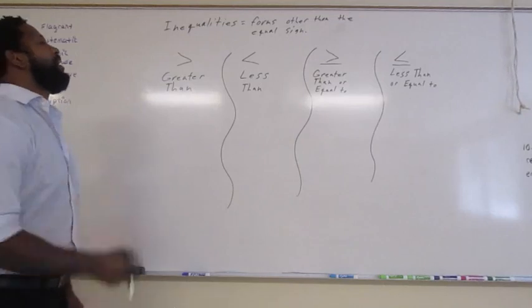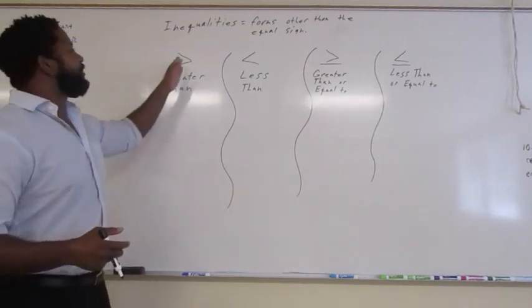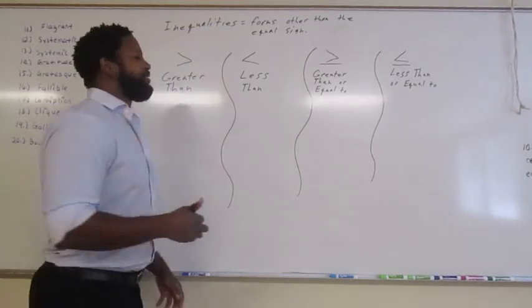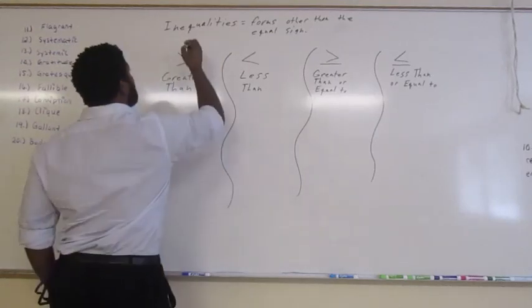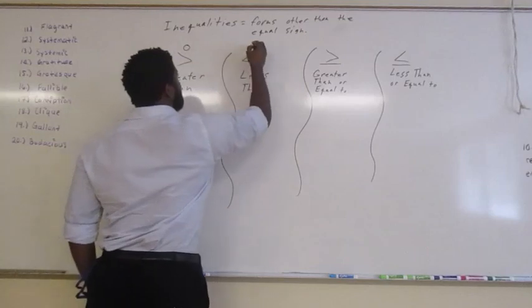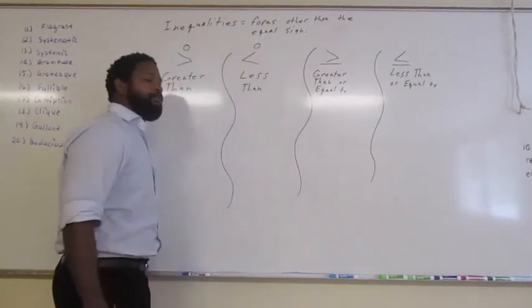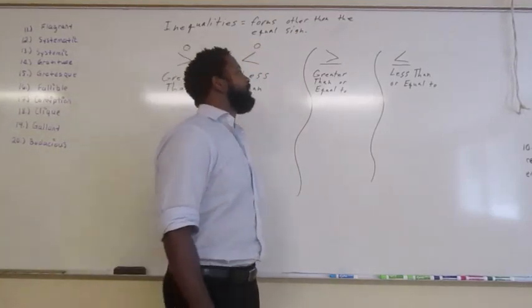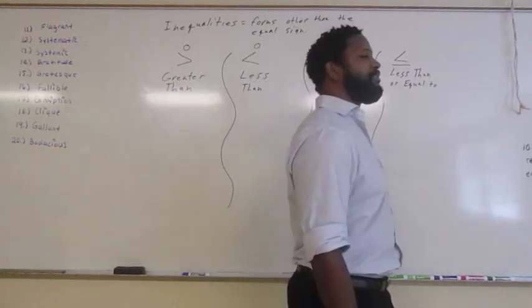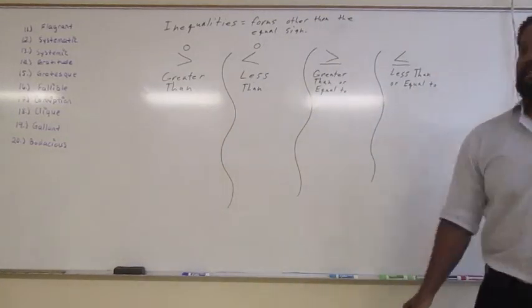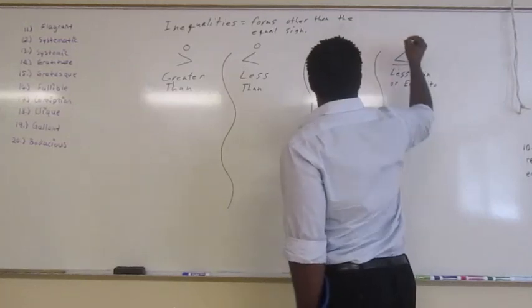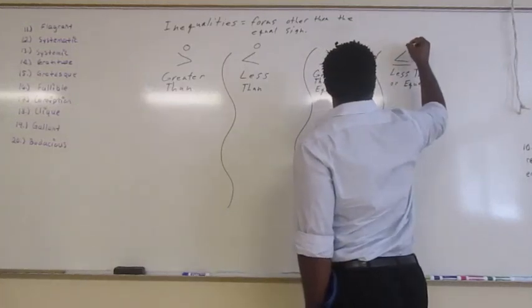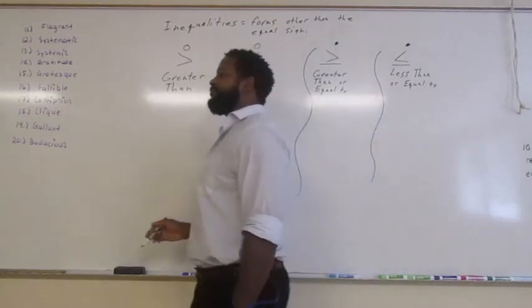Now, whenever you have your greater than or less than signs, your circle on the graph will be open. So what do you think your circle will be on the graph for greater than or equal to, or less than or equal to? Solid or closed, okay?